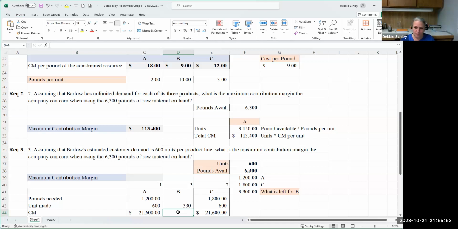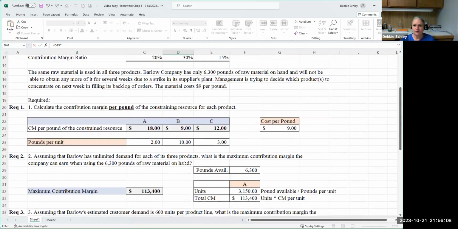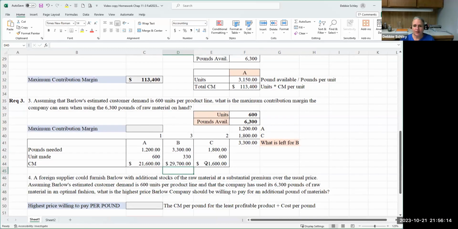And so I'm going to set this equal to that so that I don't get confused later, because that's what I have left over. And then I'm going to take 330 times the contribution margin per unit, and that equals 29,700. So then to get the maximum contribution margin, if I'm using my constrained resource wisely, it's going to be the contribution margin for A plus B plus C. And that's the answer to required 3.